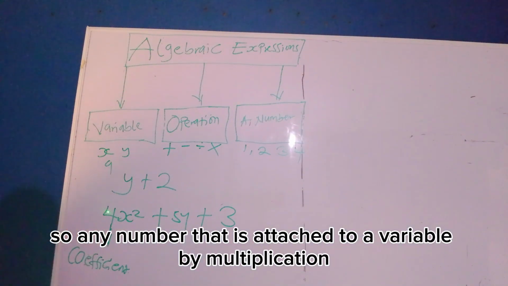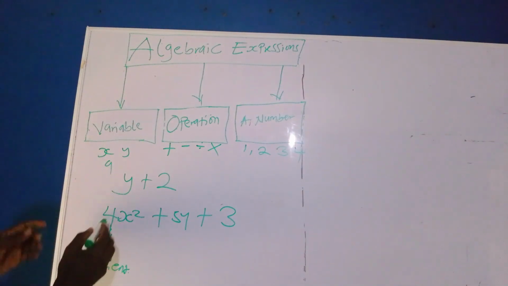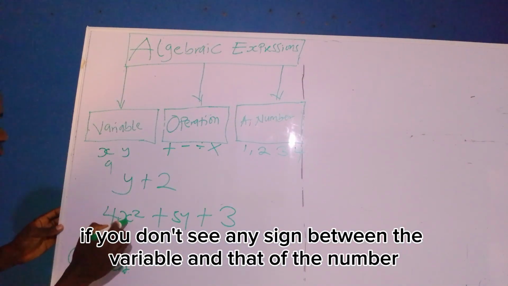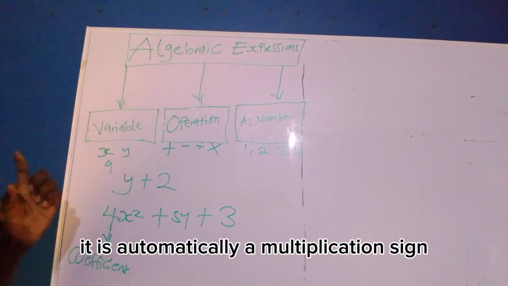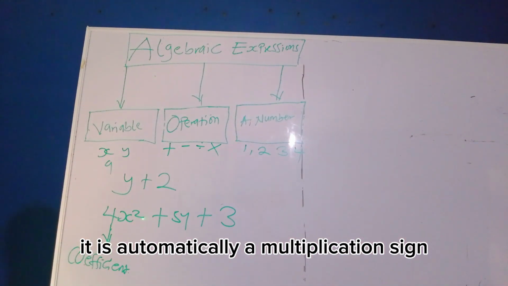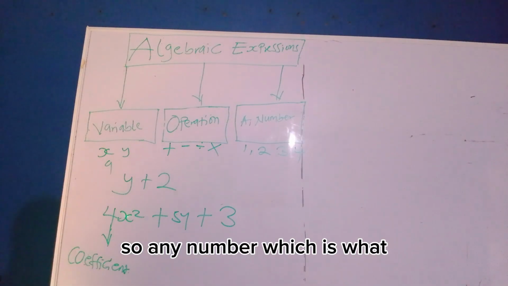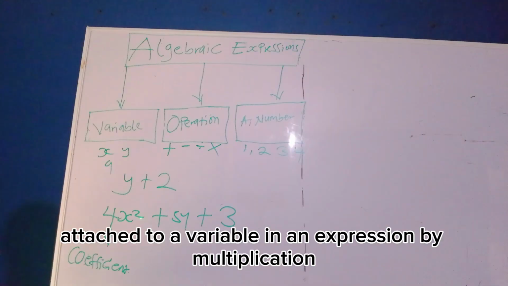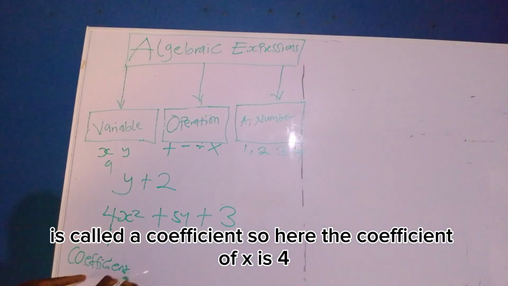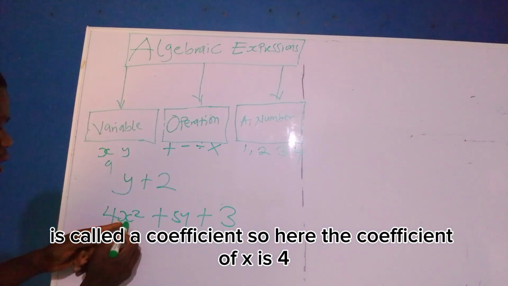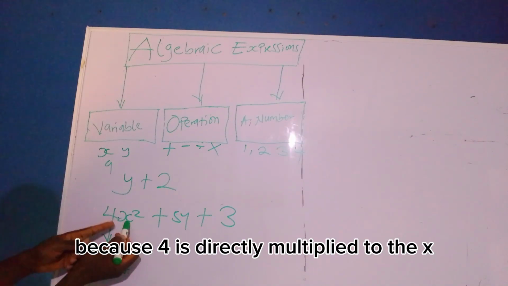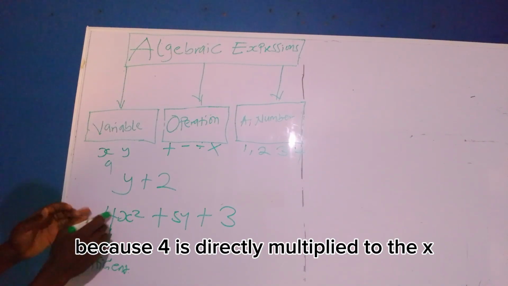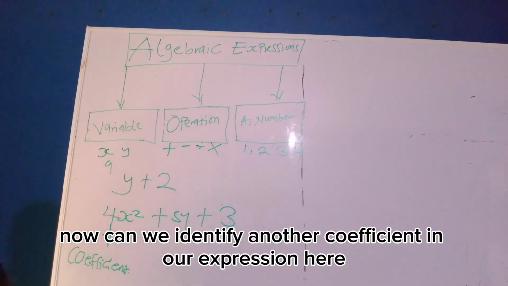So any number that is attached to a variable by multiplication. If you don't see any sign between the variable and the number, it is automatically a multiplication sign. So any number which is attached to a variable in an expression by multiplication is called a coefficient. So here the coefficient of x is 4 because 4 is directly multiplied to the x. Now, can we identify another coefficient in our expression here?